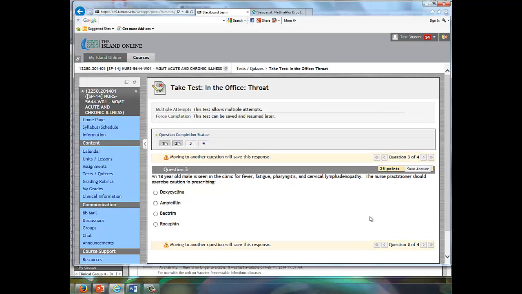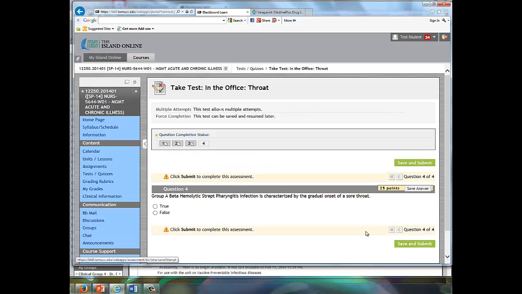An 18-year-old male is seen in the clinic for fever, fatigue, pharyngitis, and lymphadenopathy. Oh my goodness, we just talked about that. The nurse practitioner should exercise caution in prescribing. Now, these are key diagnostic things for mono, and I'm not sure that you pick this up, but prescribing a penicillin or amoxicillin is going to be a problem. This is ampicillin, but it's really amoxicillin because it can cause a rash.